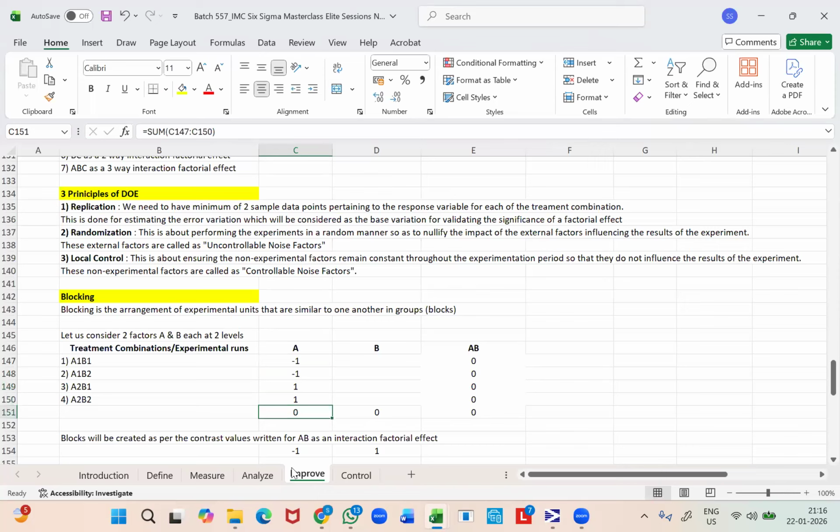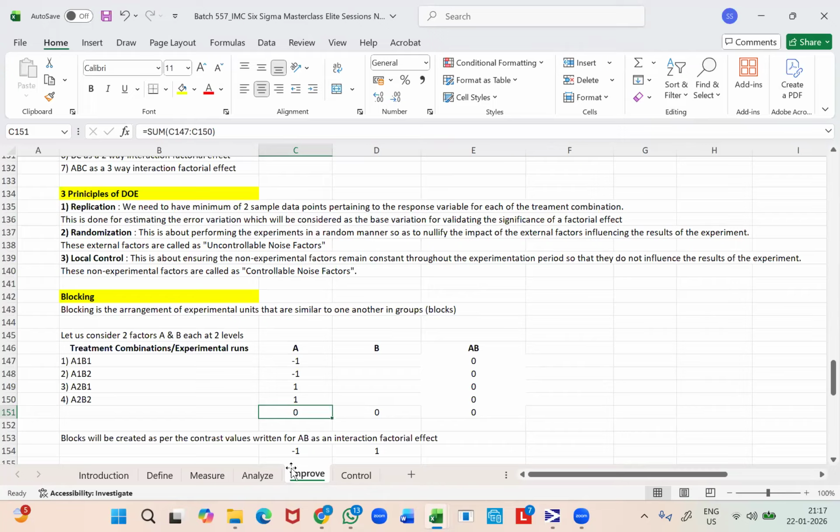If you have written the contrast values correctly, we can validate by summing up all these contrast values, and the answer should be 0. If we get the answer as 0 after summing up all these contrast values, that means you have written the contrast values correctly. If you are getting some negative or positive value, that means you have not written the contrast values correctly, right?